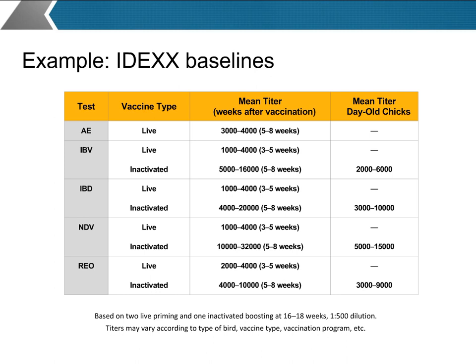In this demonstration, you'll see the test listed to the left, followed by the type of vaccine, and then what sort of a mean titer you expect for each vaccine. After it is the amount of weeks after vaccination that these should typically be tested. For a live vaccine, we recommend 3 to 5 weeks, and for an inactivated, 5 to 8 weeks. This example also shows a mean titer of day-old chicks, but you don't have to add this if you wouldn't like to.